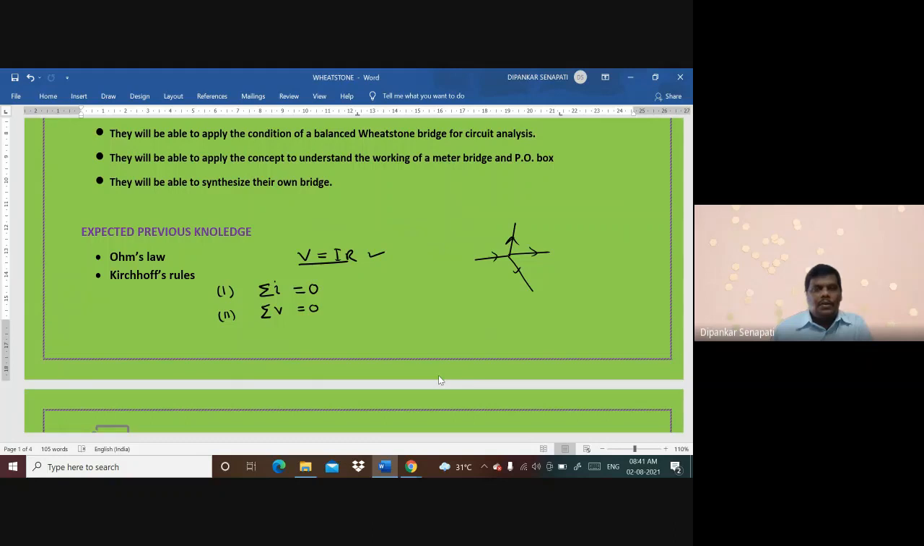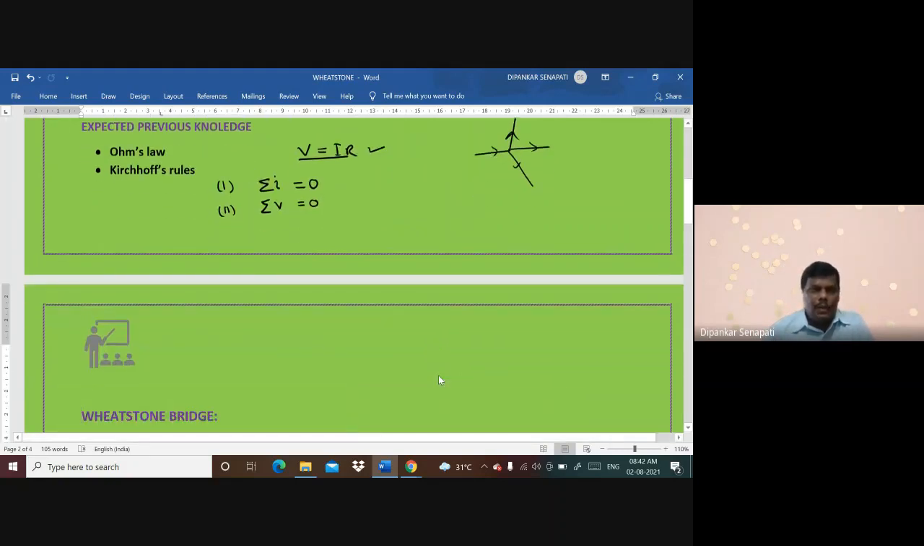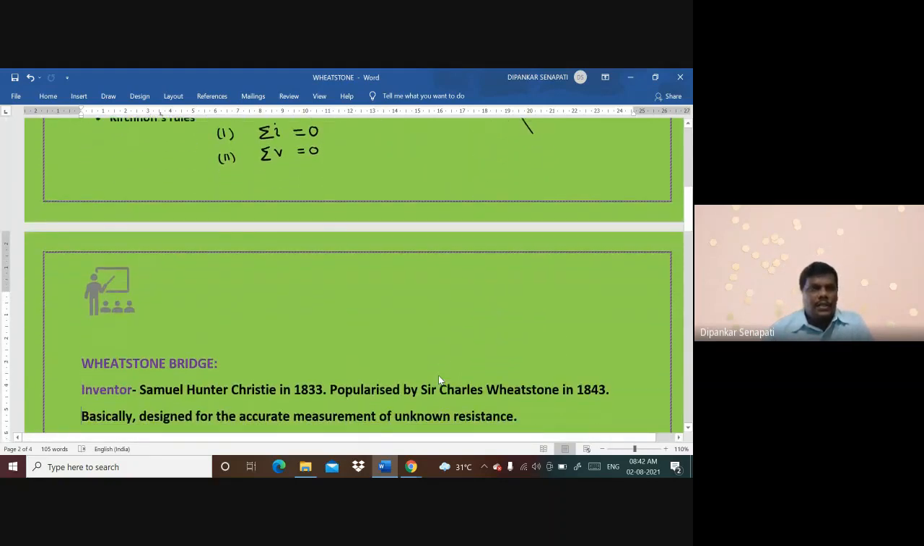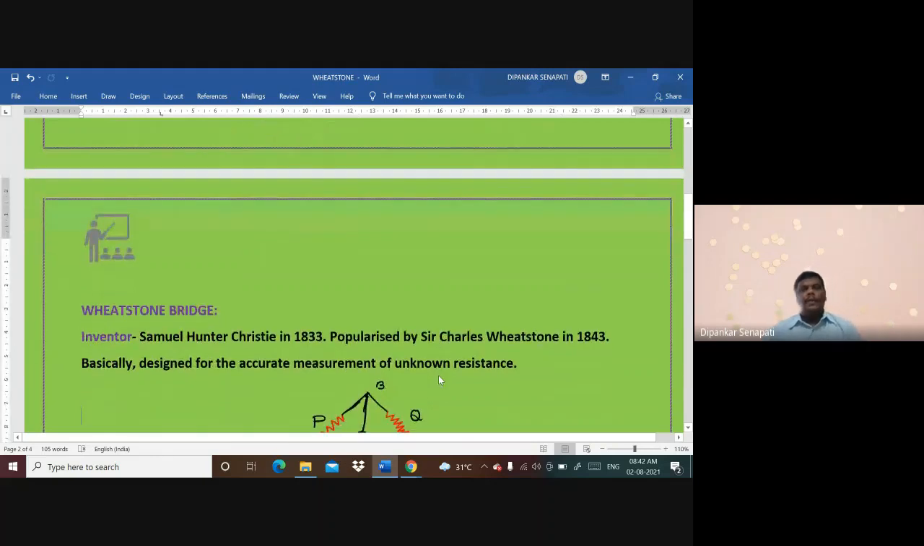Similarly, the second rule given by Kirchhoff is called the voltage law or voltage rule, and the sum of potential changes in a closed loop is equal to zero. And you know how to apply the equations for different closed loops. So today's discussion will start with Wheatstone Bridge.